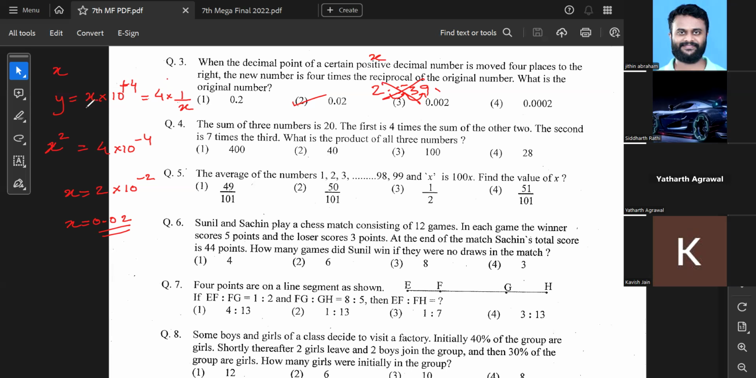Now you take x to the other side, x into x is x square. You have 4 on the right hand side. You take 10 raised to plus 4 to the other side, it becomes 10 raised to minus 4. You take the square root, 4 becomes 2, 10 raised to minus 4 becomes 10 raised to minus 2. 10 raised to minus 2 is 1 upon 100. I hope you know that. Or I can say 1 upon 10 raised to 2. 1 upon 10 raised to 2 is 1 upon 100. 2 upon 100 is nothing but 0.02.